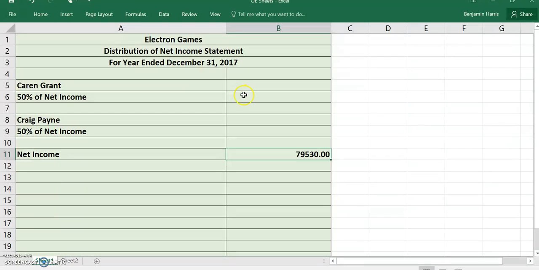Okay, 50% of that net income, $79,530, goes to Karen, so that's $39,765, and 50% goes right to Craig. That's $39,765 as well. That sheet's now done because each one gets 50% of the net income. For right now, that's how much net income each one gets. So that's the next step here, and really it's quite easy.